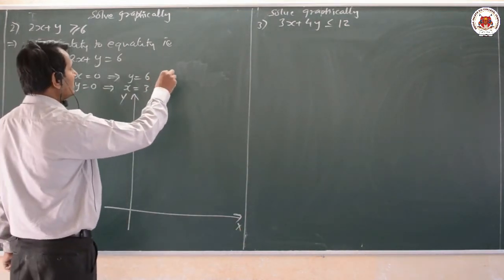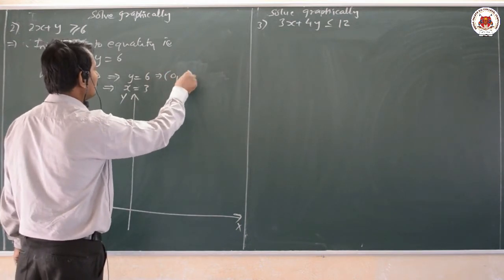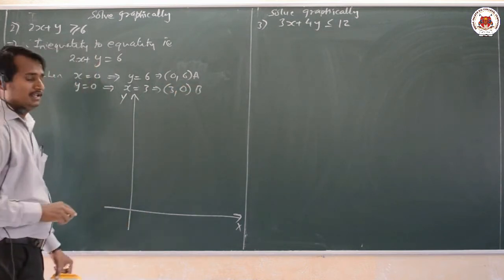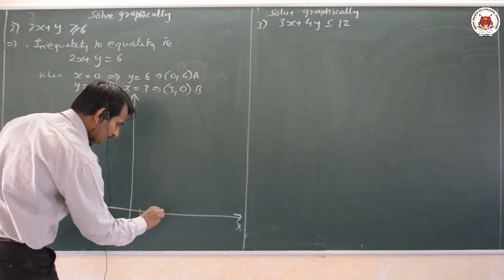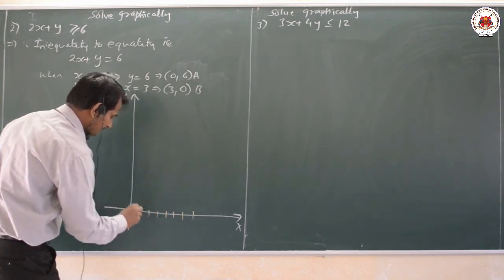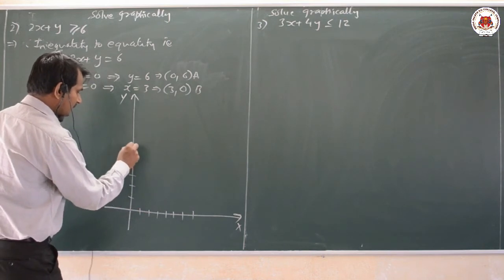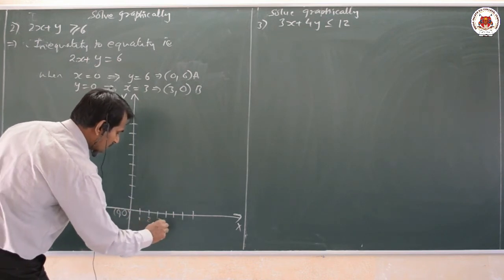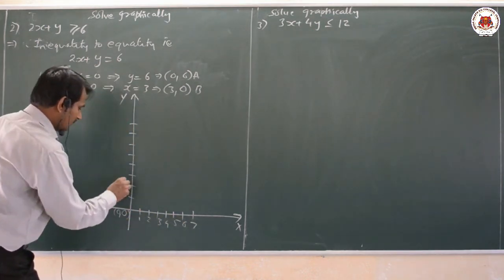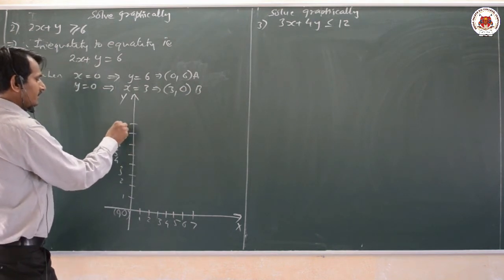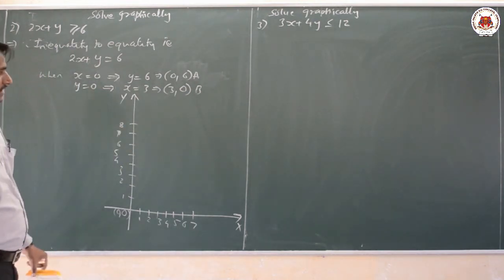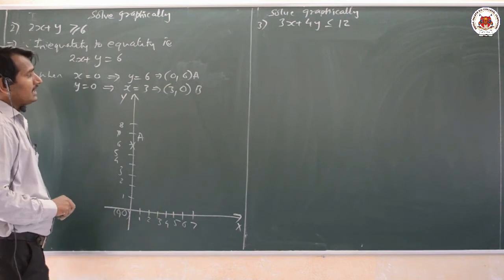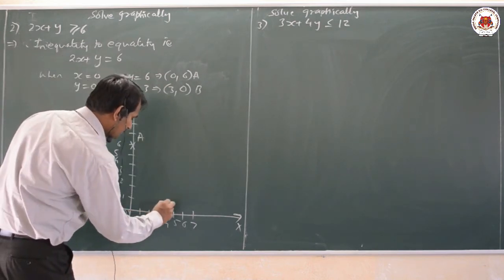Okay, this is our y-axis, this is our x-axis. So here we can observe that the points are x equal to 0, y is equal to 6, that is point A, and x equal to 3, y is equal to 0, that is our point B here. I shall mark 1, 2, 3, 4, 5, 6, 7, 8. It is 0, 0 here, that is the origin. Now the first point is 0, 6, that is point A. Then the second point is 3, 0, that is our point B.